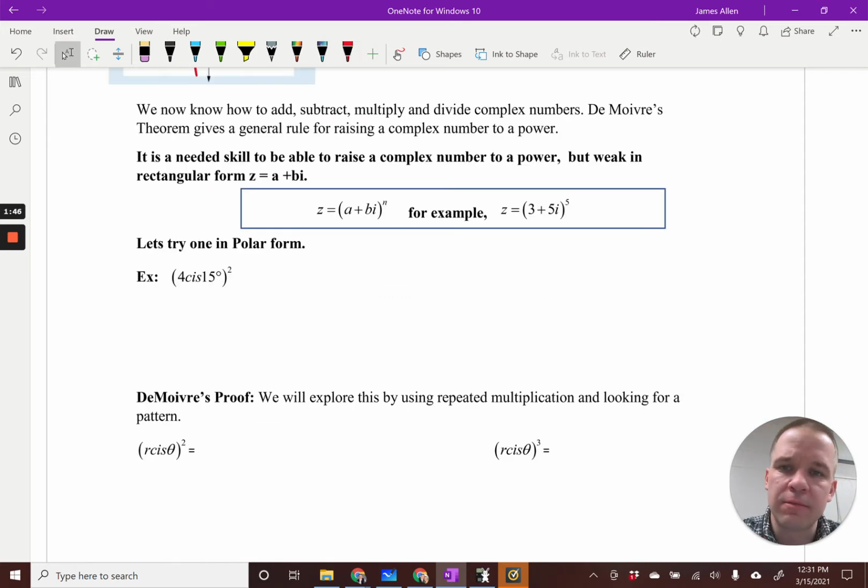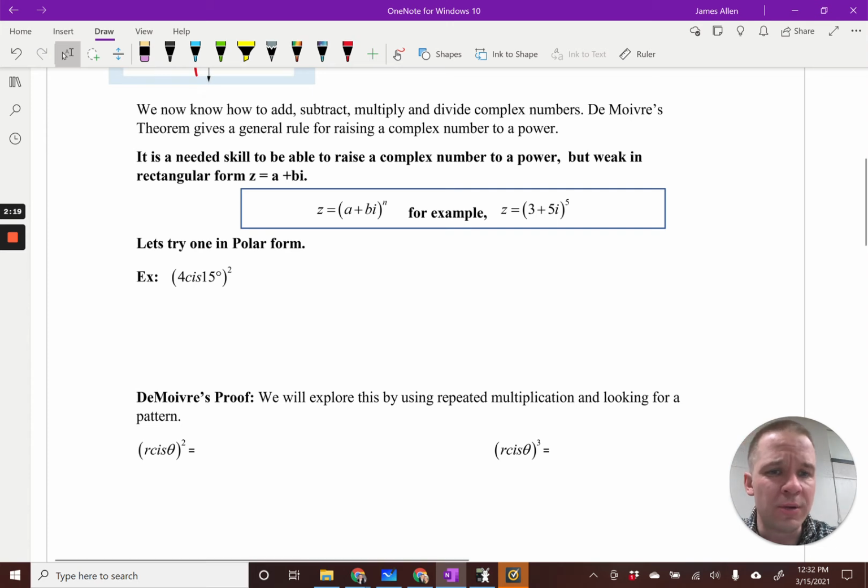So we know how to add, subtract, multiply, and divide complex numbers, right? And we've seen that multiplying and dividing in polar form is rather advantageous. Now, DeMoivre's theorem gives a general rule for raising a complex number to a power. However, raising when it's in rectangular form is rather messy, not that great. It's actually far more beneficial to go in polar form. So let's try one in polar form here, shall we?